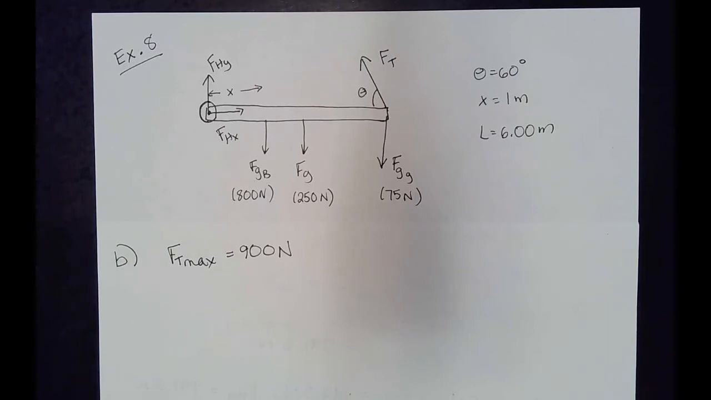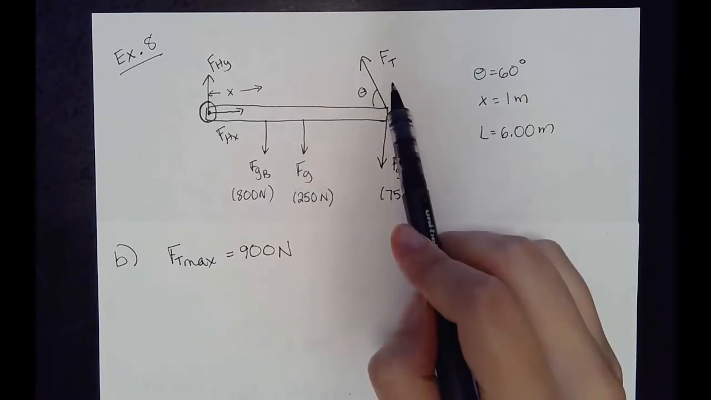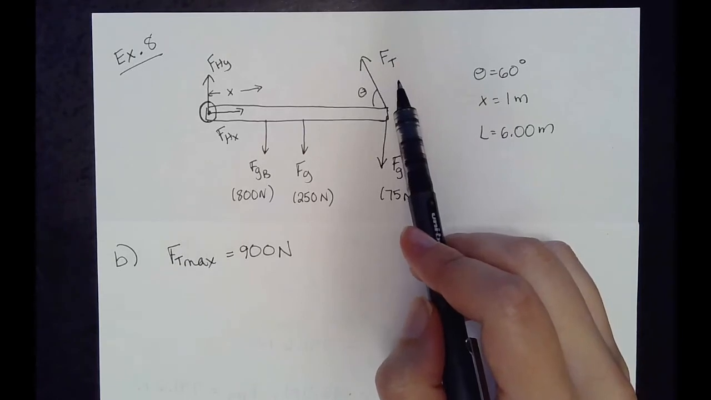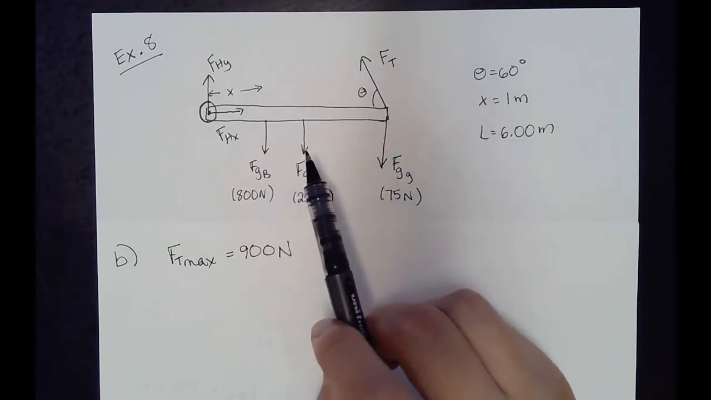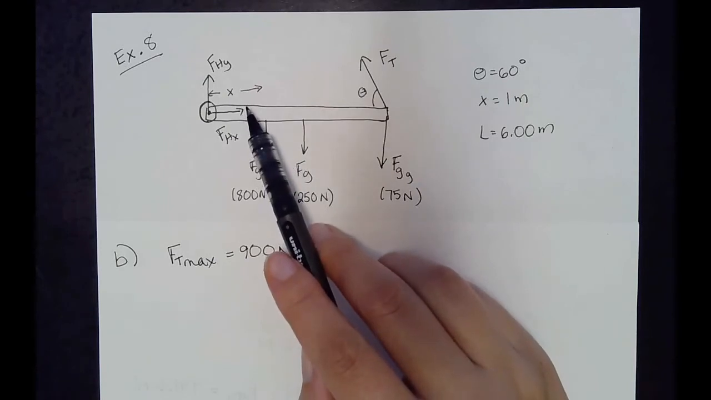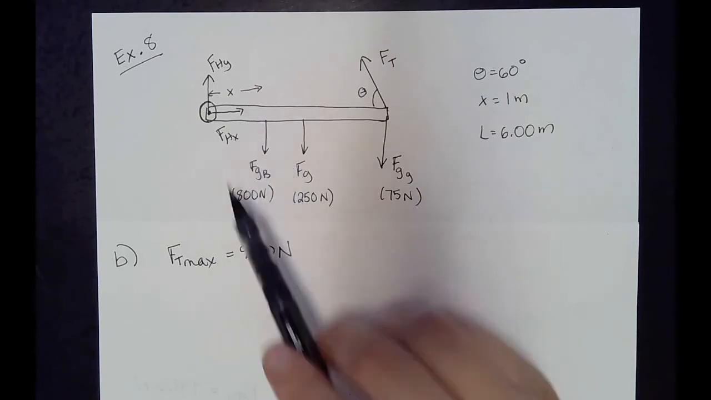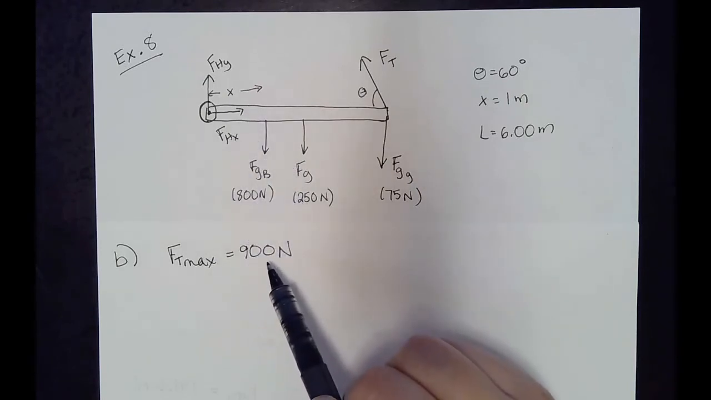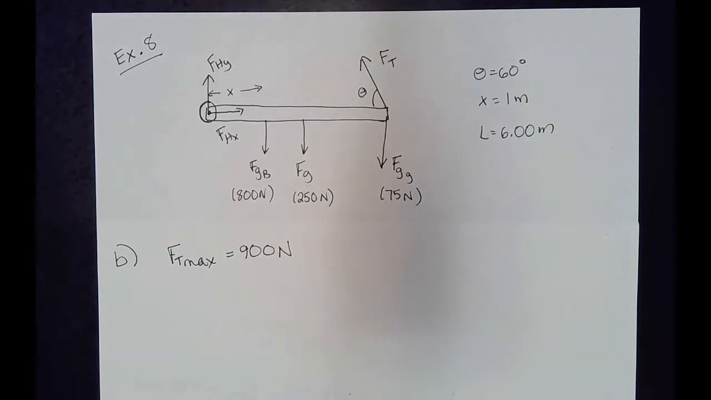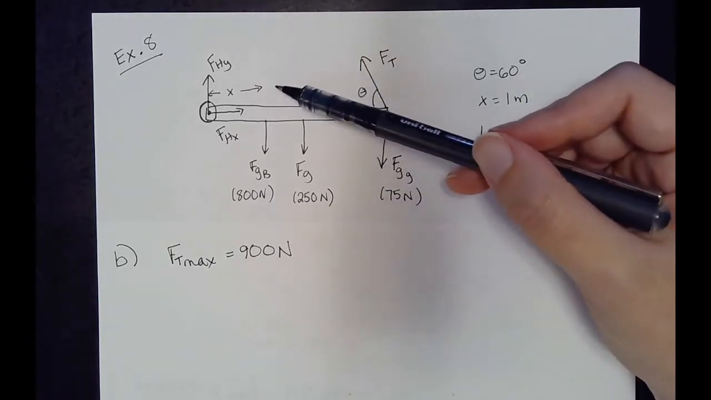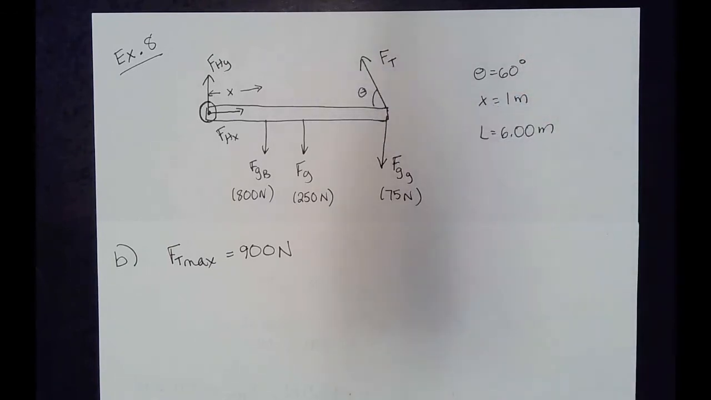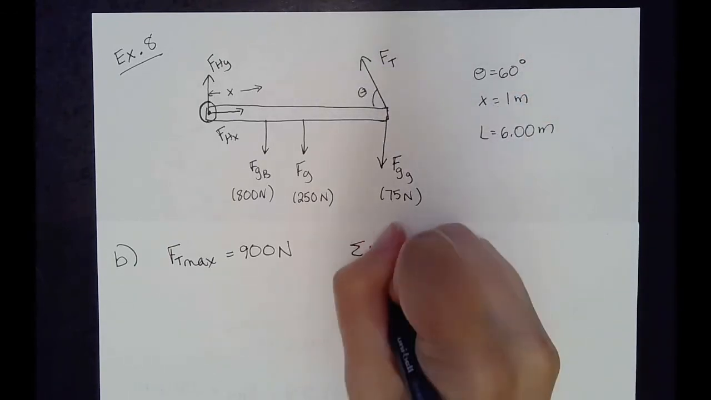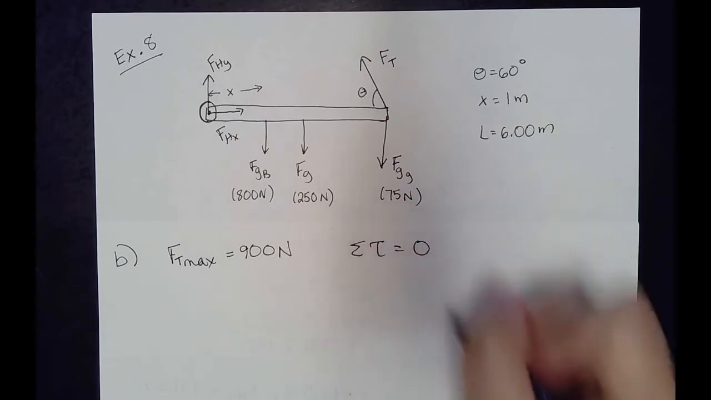All right, now in part B, we're asked, what if this tension has a maximum value of 900 newtons? How far could the bear walk out on the beam? So what is this value of x? That's our unknown now if the tension is at its maximum value of 900 newtons. Since we're looking for a location that only shows up in the sum of the torques equation, the second condition, let's start with that. So the net torque is equal to 0.